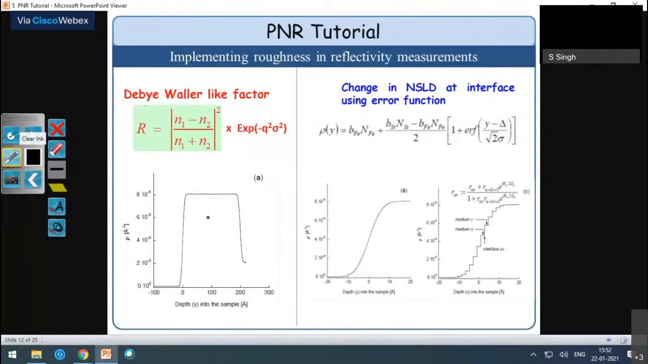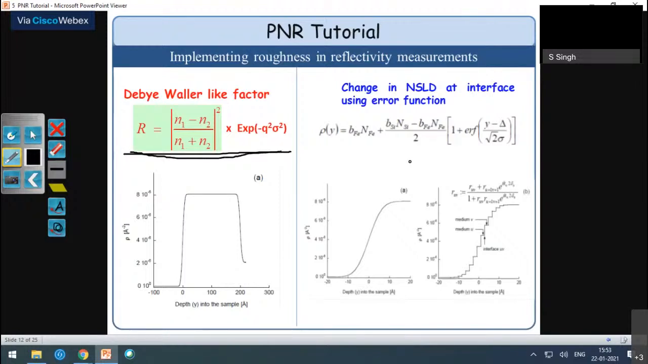But there is another way of doing this, and this is more helpful in the case of polarized neutron reflectivity, which I will explain when we talk about structural roughness and magnetic roughness. This other method is called change of nuclear scattering density at the interface using an error function. So as I said, you straightaway use this, but consider the case when you have a structural boundary and a magnetic boundary, a magnetic sample. Sometimes at the interface the magnetic roughness may not be the same as the structural roughness. So at that time, how to calculate magnetic roughness, how to separate out magnetic roughness and structural roughness, that becomes a problem, since you cannot implement it this way.